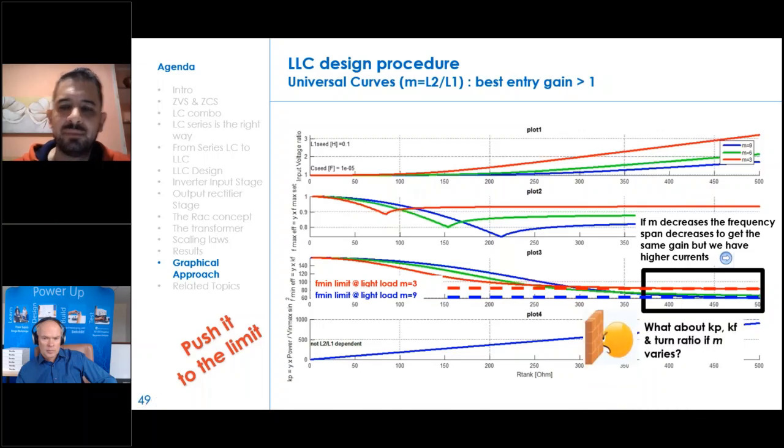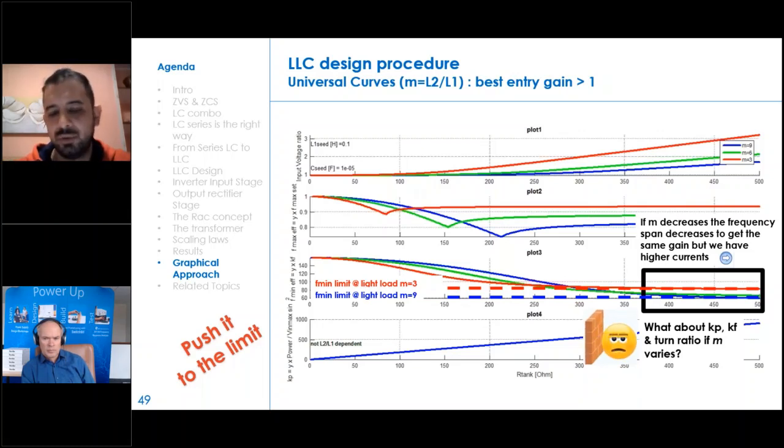Actually, what happens to the frequency scaling factor, power scaling factor, and turn ratio if the ratio of inductance varies? Actually, nothing changes, everything stays the same. These curves are valid for a best gain entry point other than 1, because again, we have targeted the best gain entry point that is 1.05. So be careful about that.